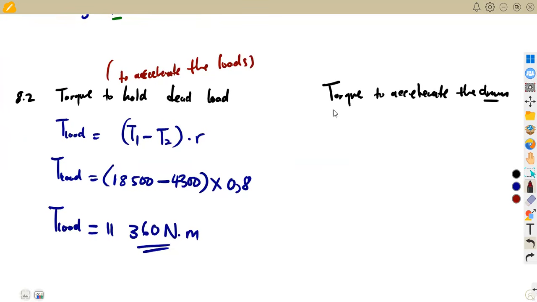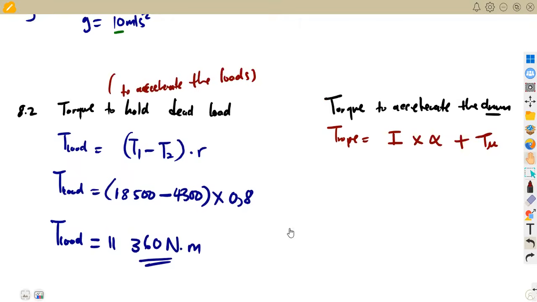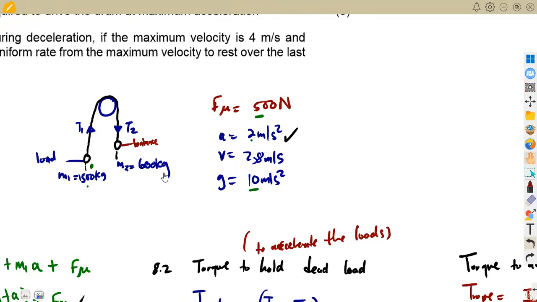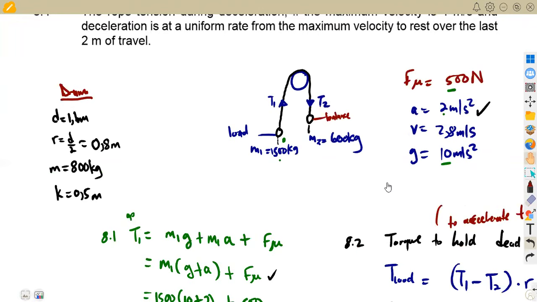So the formula for the torque to accelerate the drum, which is T rho in this case, is given by the moment of inertia times the angular acceleration. Then we add the frictional torque when it is given. But if we check, we are not given the frictional torque in this case. We do not have the frictional torque.